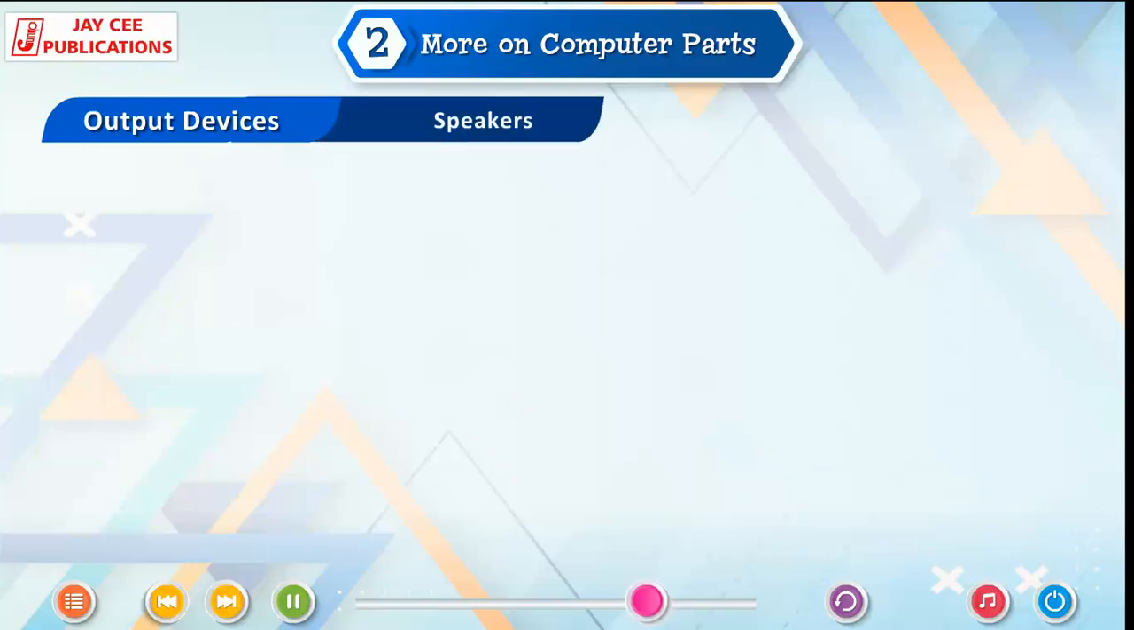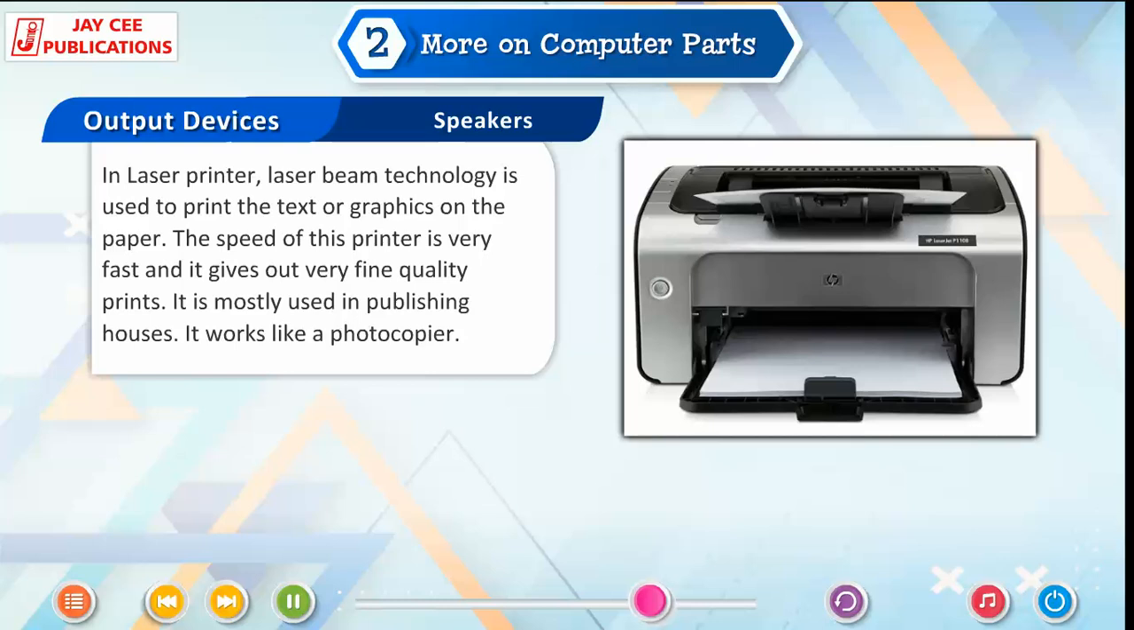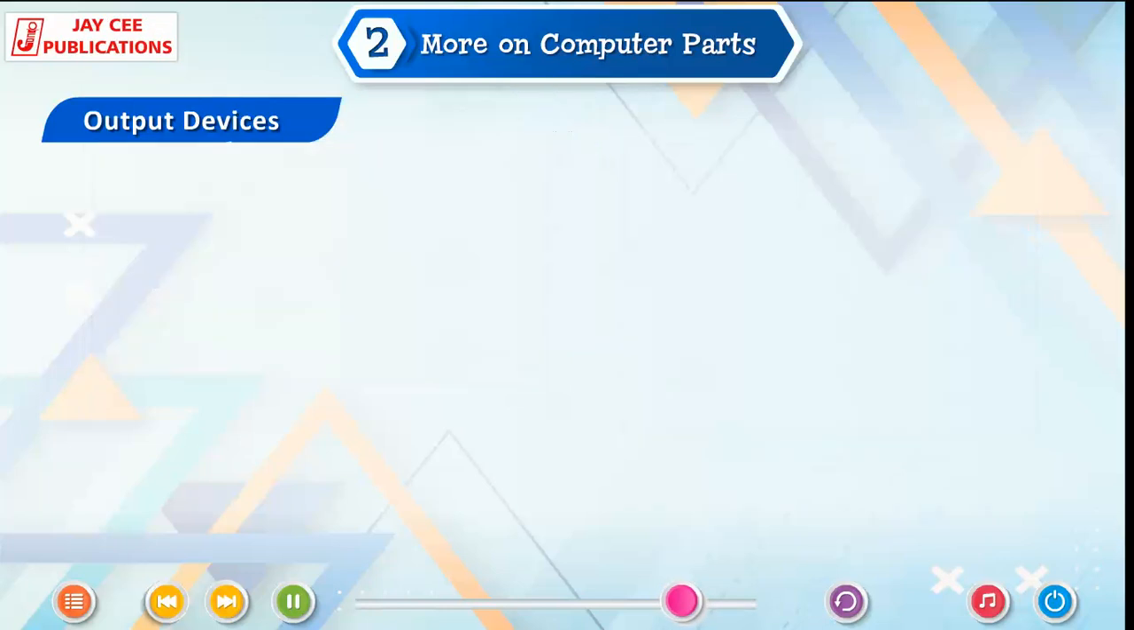Laser printer. In laser printer, laser beam technology is used to print the text or graphics on the paper. The speed of this printer is very fast and it gives out very fine quality prints. It is mostly used in publishing houses. It works like a photocopier.